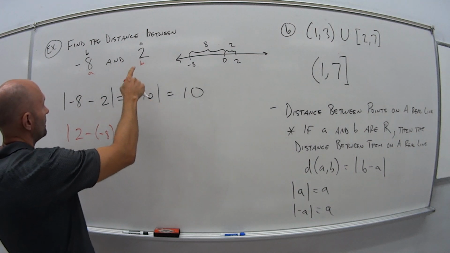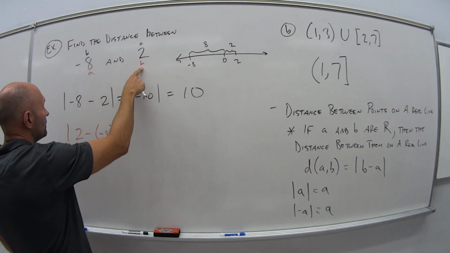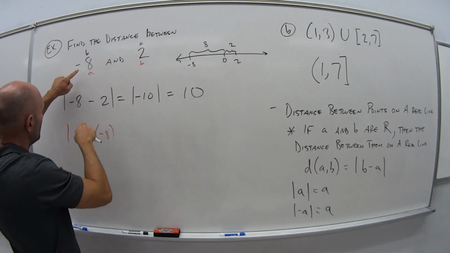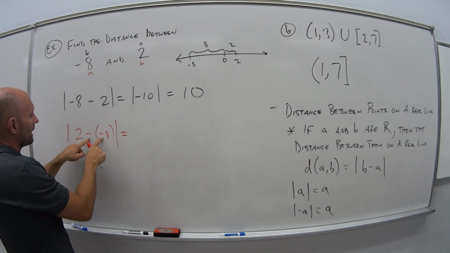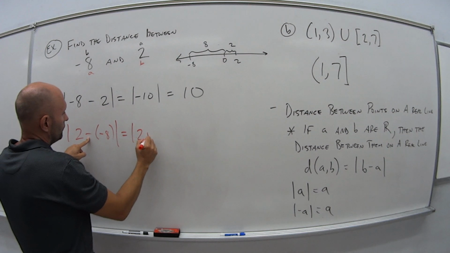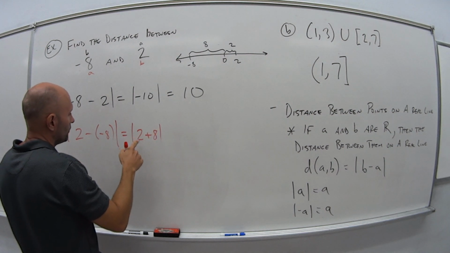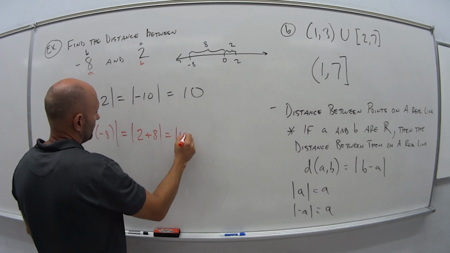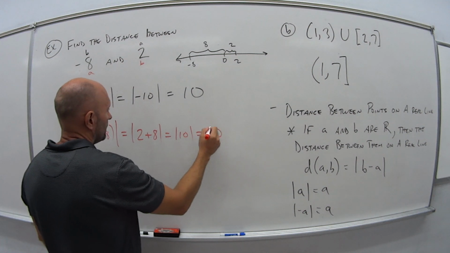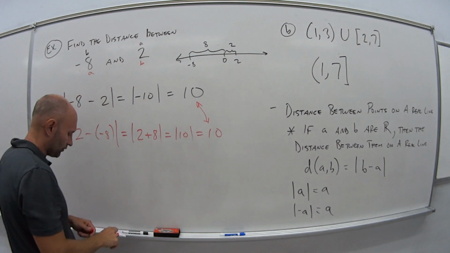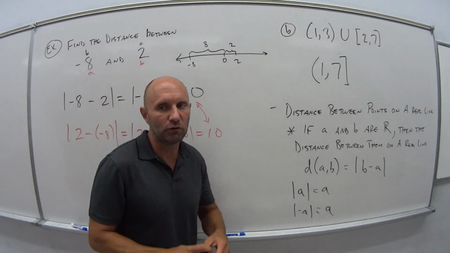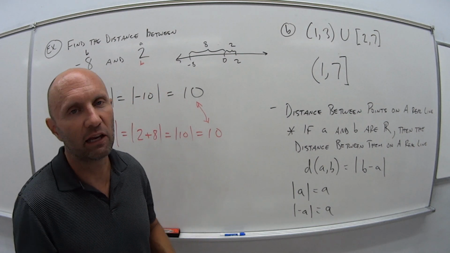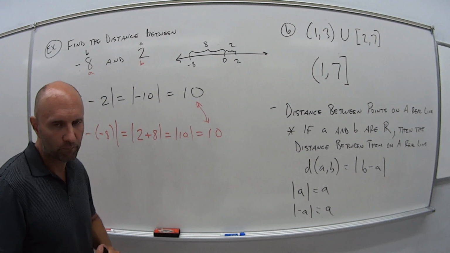So the formula is what? B minus A. 2 minus -8, and that absolute value. So minus minus becomes plus. So it's 2 plus 8. 2 plus 8 is 10. Absolute value of 10 is 10. So same answer, no matter which order we did it, because of that absolute value feature. We're just talking about the distance between them.